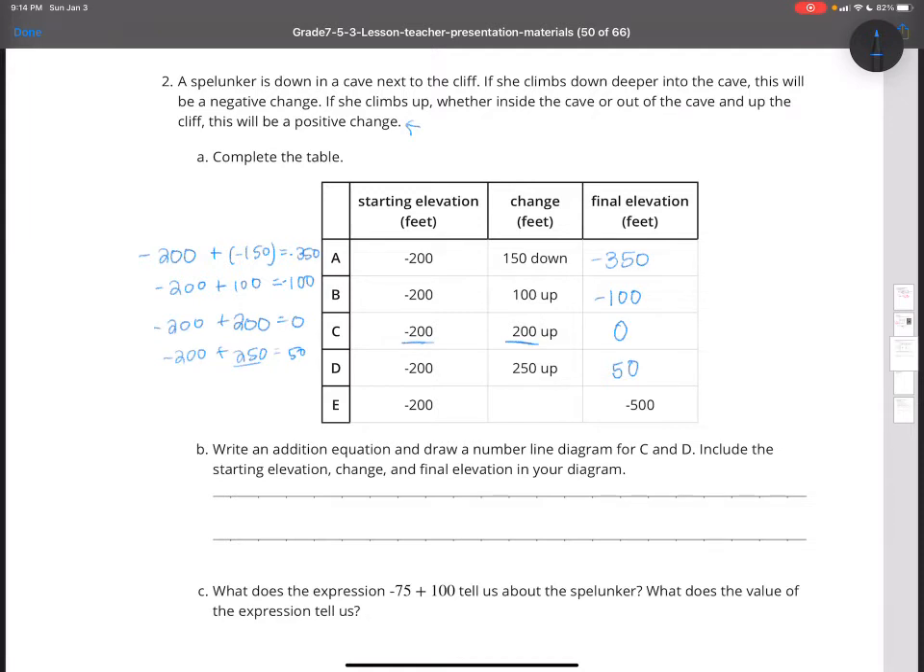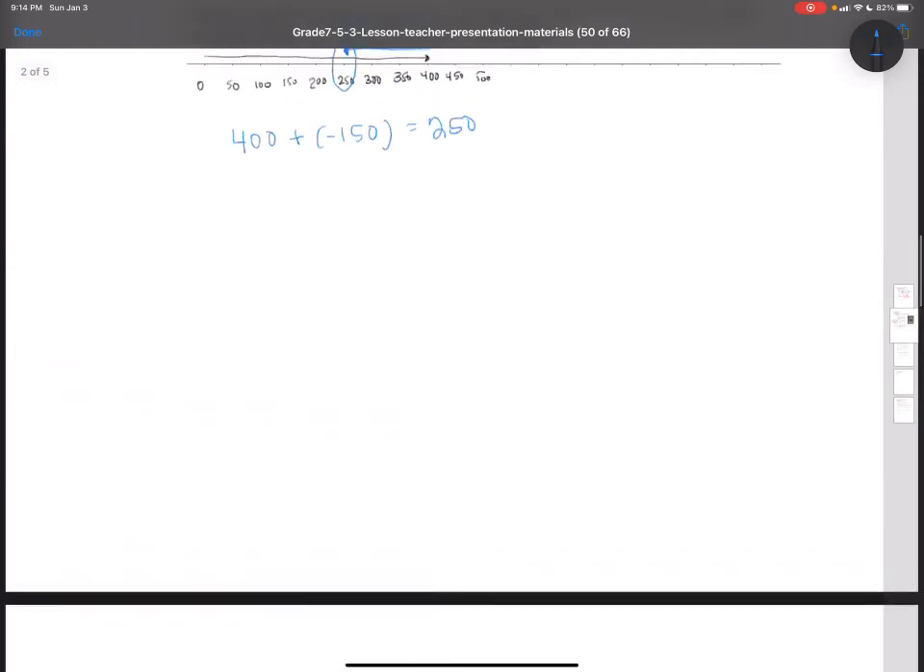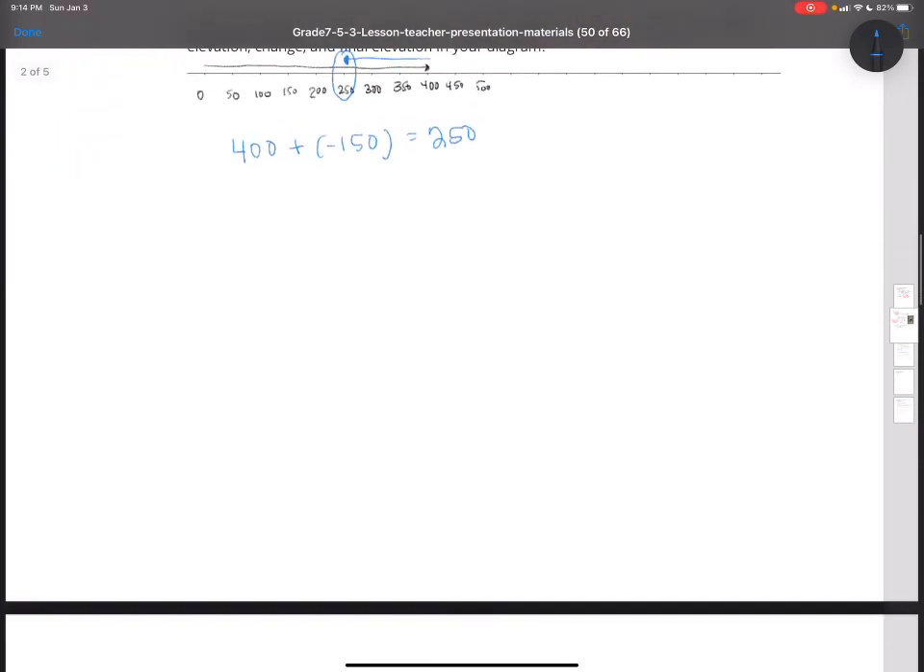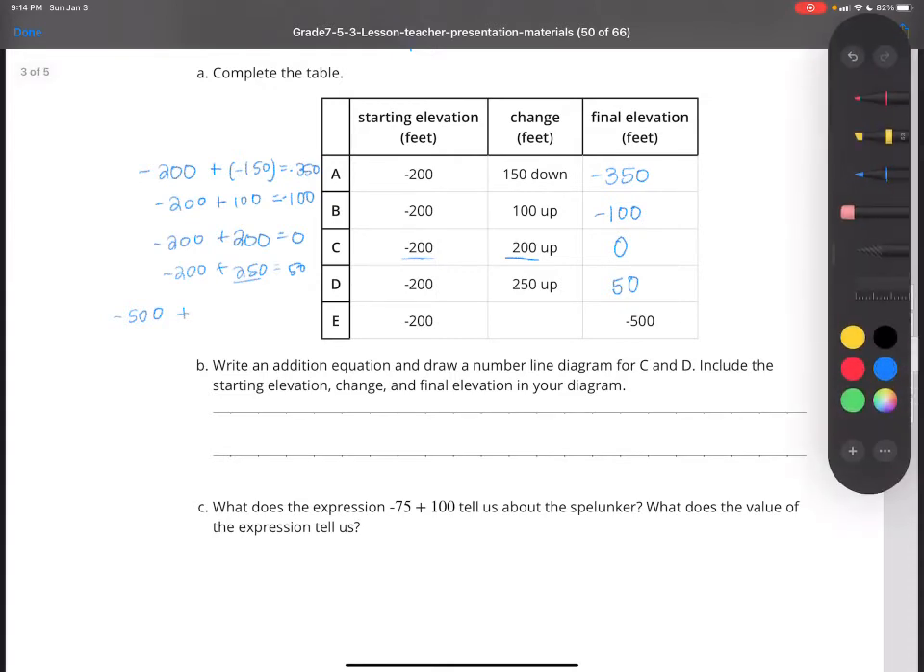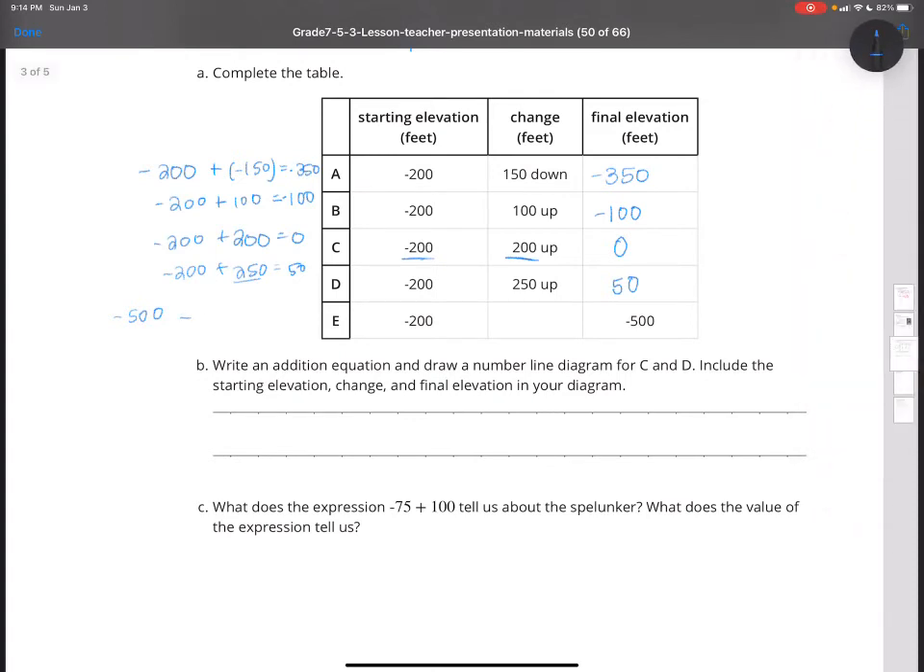Now, for the next one, to figure out what's the difference, just like we did in number 1, right? What we want to do is take this negative 500 and we're going to subtract, find the difference. Let me do this because I don't want to confuse you guys. We're going to subtract negative 200 because that's what we did in our last problem. But we're going to do the additive inverse.